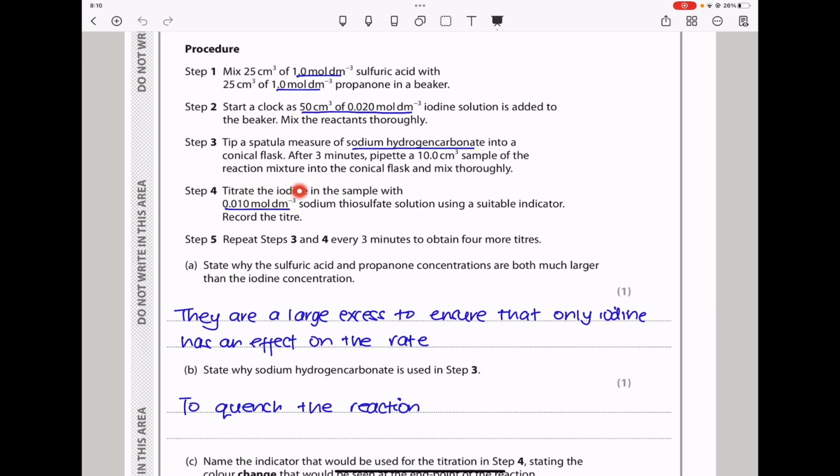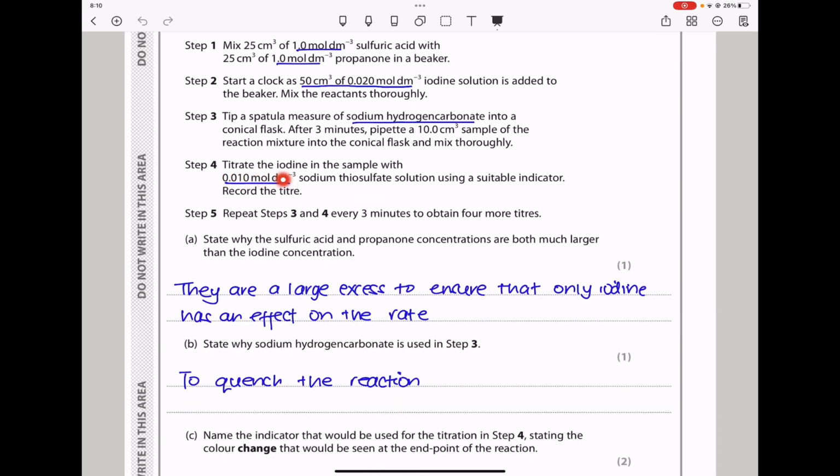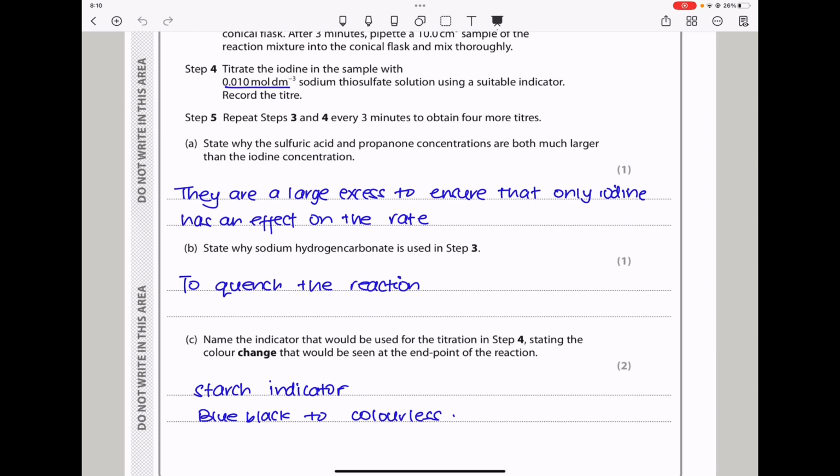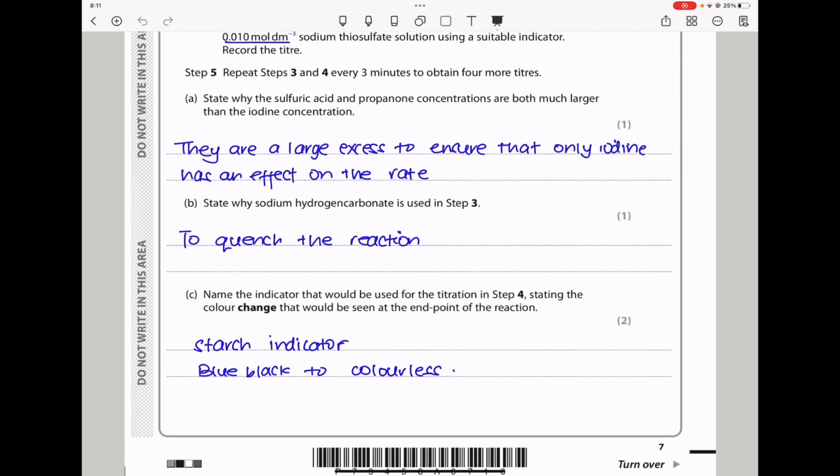In step 4, they say titrate the iodine in the sample with 0.01 mole per decimeter cubed sodium thiosulfate solution using a suitable indicator. This is starch indicator. Then you record the titre. And in step 5, repeat steps 3 and 4 every 3 minutes to obtain 4 more titres. State why the sulfuric acid and propanone concentrations are both much larger than the iodine concentration. Because we want to study the effect of changing the concentration of iodine on the rate, the other concentrations have to be in large excess so that they do not affect the rate. So I say they are in large excess to ensure that only iodine has an effect on the rate.